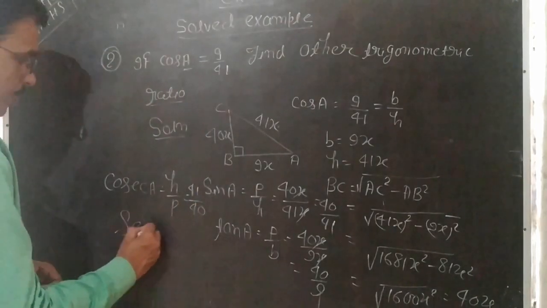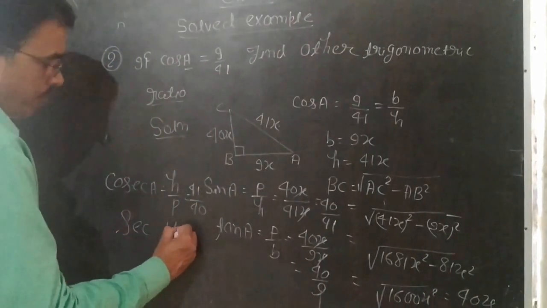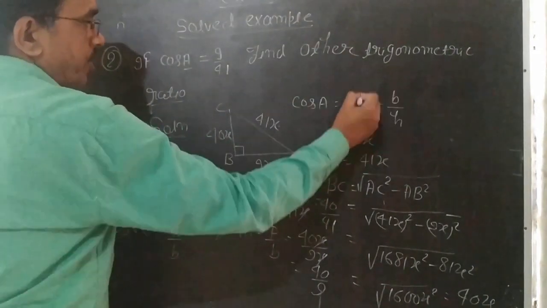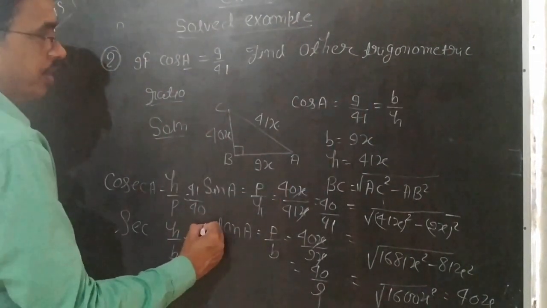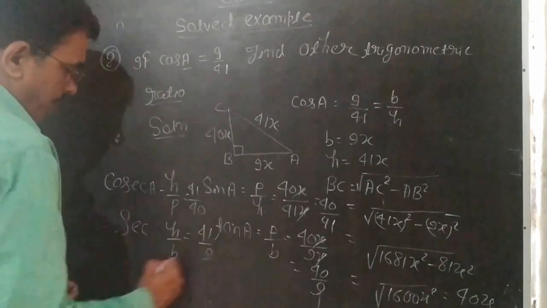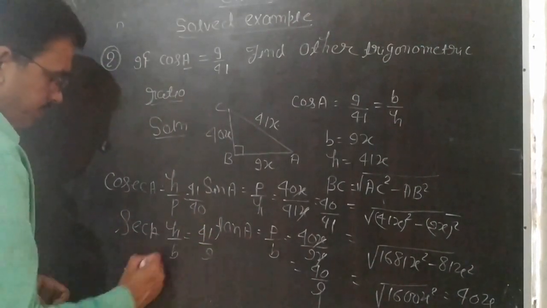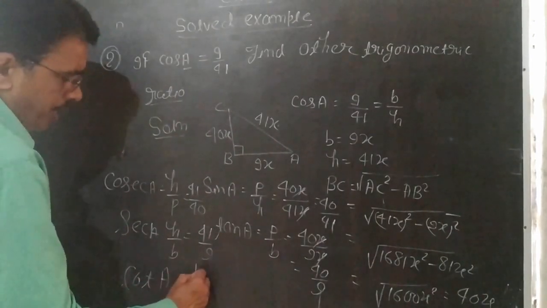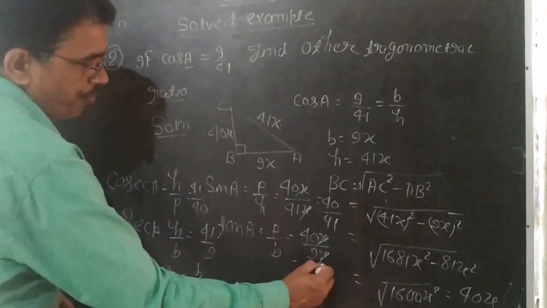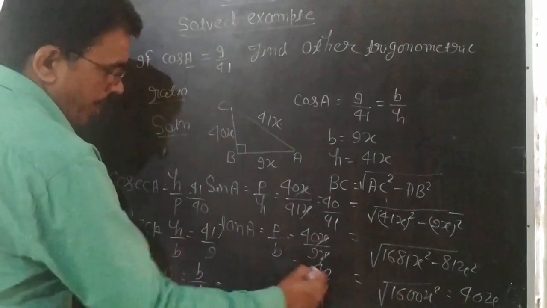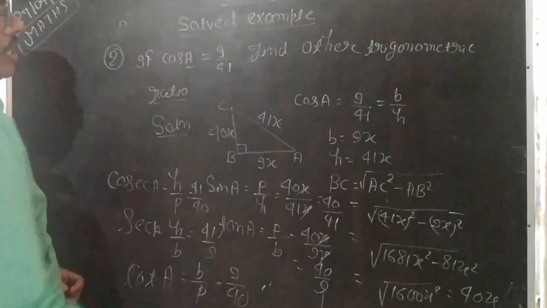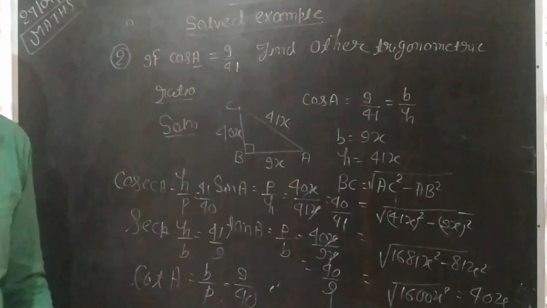Sec is the reciprocal of cos. Its formula is h by b, and sec is given as h by b. So the reciprocal of this, you can write, is 41 by 9. And lastly, cot. Cot is the reciprocal of tan. It is b by p. So p by b is 40 by 9, then it is 9 by 40. So that's how we get the solutions of this equation.